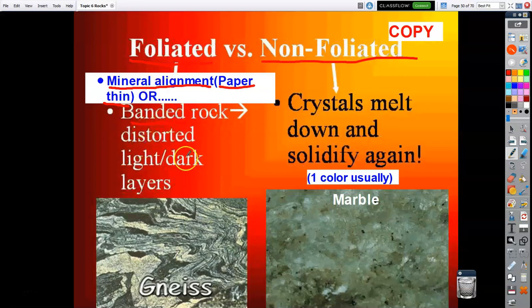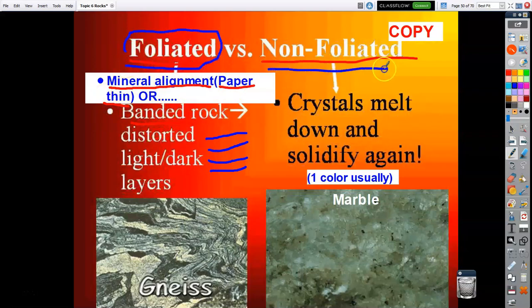Or banding, which is, like I said, looks like, call it the zebra rock, where you're going to get light and dark layers. So you'll have a dark layer, a light layer, a dark layer, a light layer, a dark layer, a light layer. So those two types, whether it's mineral alignment or banding, are what are called your foliated.